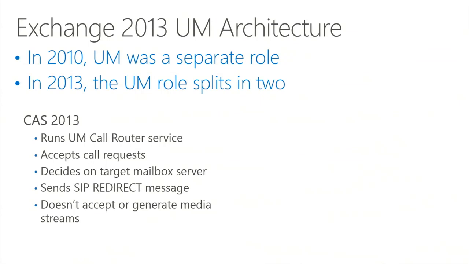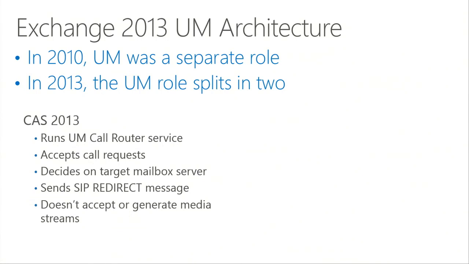So the CAS in 2013 is a very lightweight proxy and routing role. It doesn't have any stored data. It doesn't queue anything. All it does is accept incoming requests, figure out where they go, and then send those requests someplace else. That's true for message routing. It's true for transport. It's true for UM. So the call router service running on the CAS is going to accept an incoming call request, figure out what mailbox server to send it to, and then redirect it there. It has nothing to do with audio.